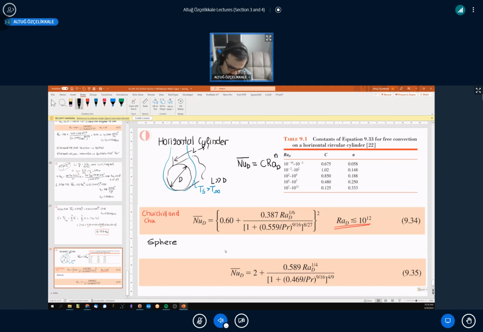And this correlation is valid for Prandtl numbers greater than 0.7 and Rayleigh numbers less than 10 to the power 11. Notice this factor of two over here. This factor of two came up previously as well when we were discussing sphere in cross flow. And if you actually did the math, that would correspond to heat transfer from a sphere that is embedded in an infinite medium.